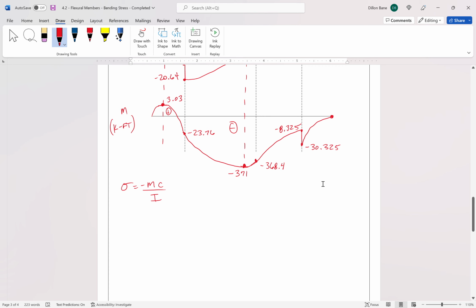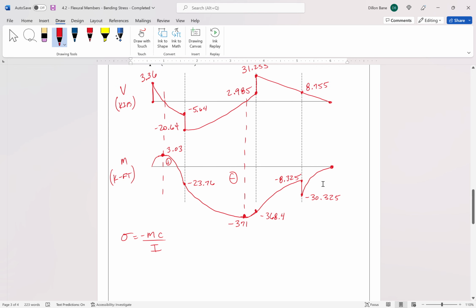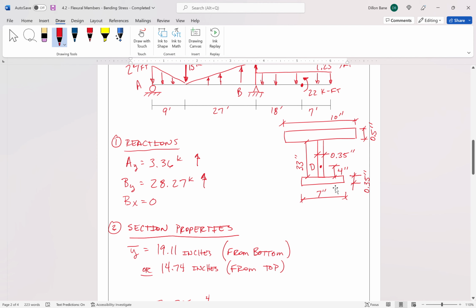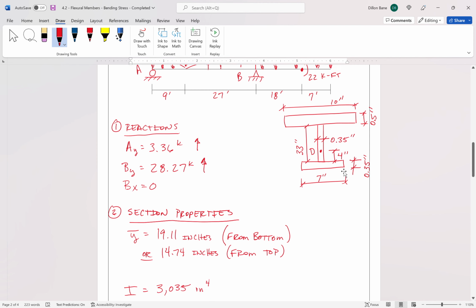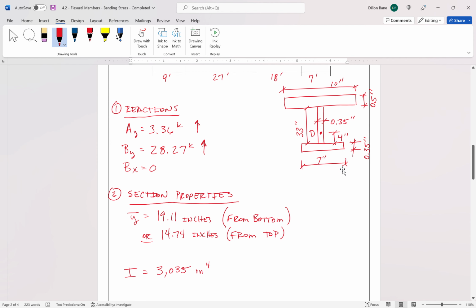And you'll notice too that it'll make a difference for our C variable because our shape is not symmetric, right? Our neutral axis, or the centroid, based on the calculations that were given to you here, is 19.11 inches from the bottom, or 14.74 inches from the top, right? The beam has a total height of 33.85 inches, so the location of the centroid is 19.11 from the bottom, or you could look at it as being 14.74 from the top, right?